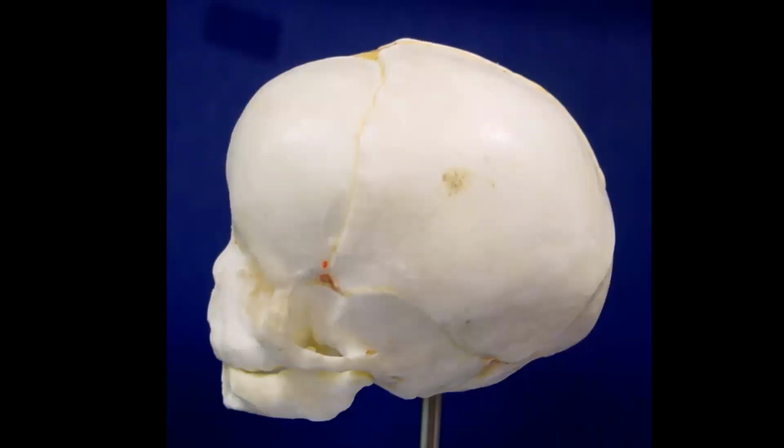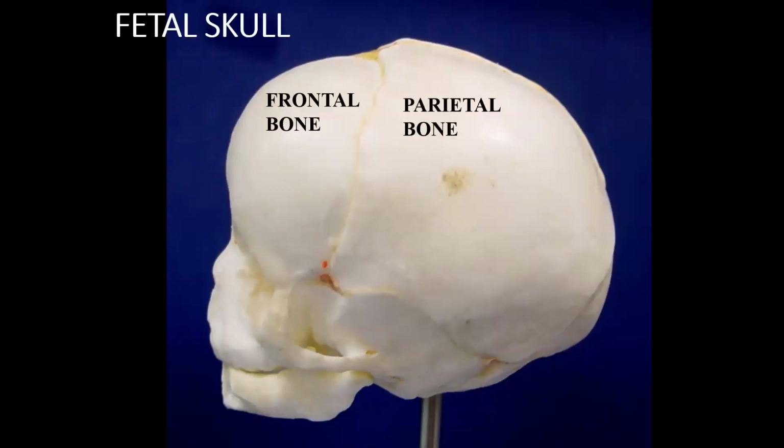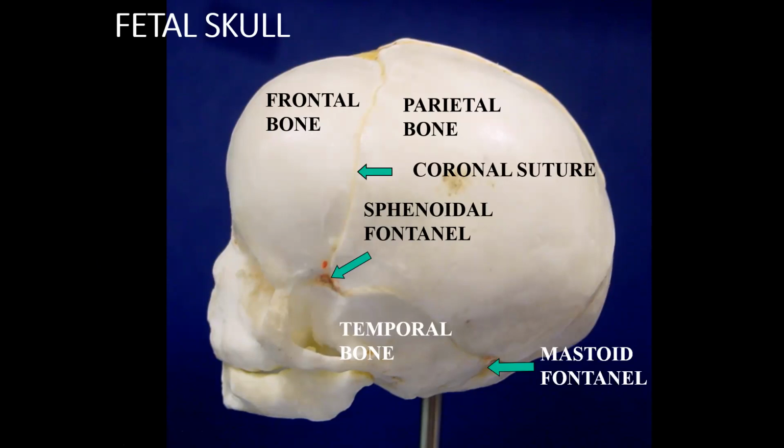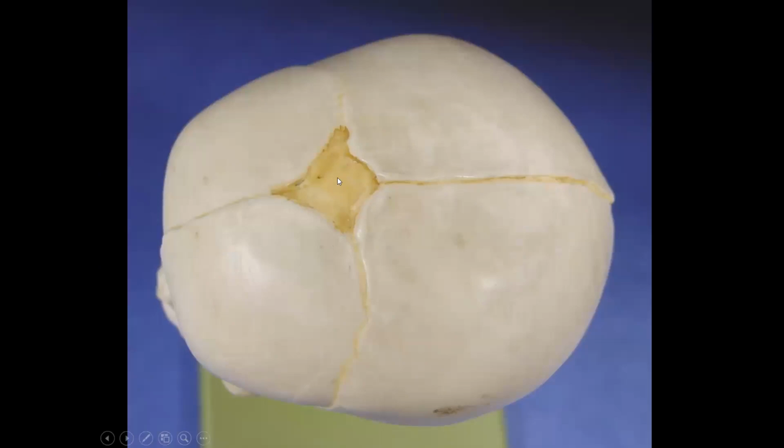Parietal bones back here. Another perspective here is our parietal bone, one on each side, and the frontal bone. Here is our coronal suture. You don't see the frontal suture and you don't see the sagittal suture from this perspective. Temporal bone. This is one of the fontanelles, one of the soft spots. This is the sphenoidal fontanelle. There's another one back here, the mastoid fontanelle. So we have a sphenoidal fontanelle and a mastoid fontanelle on either side. We have the anterior fontanelle up here.